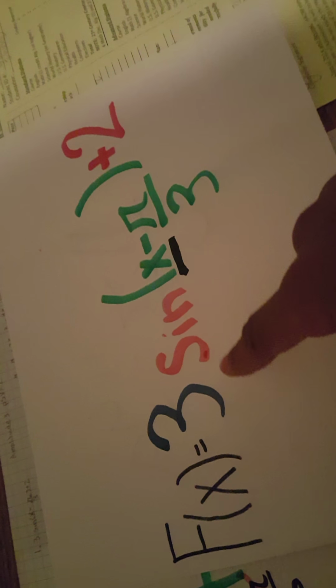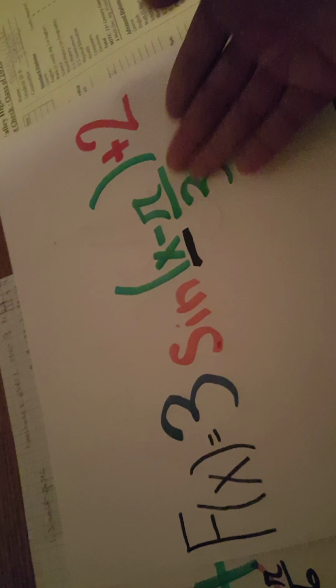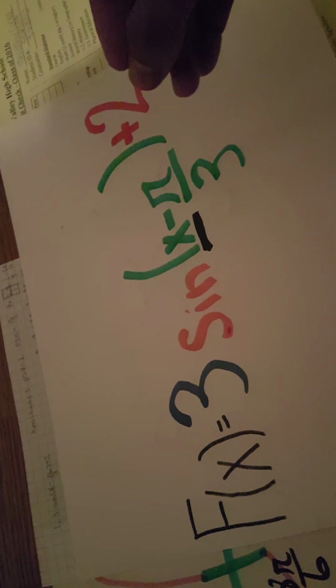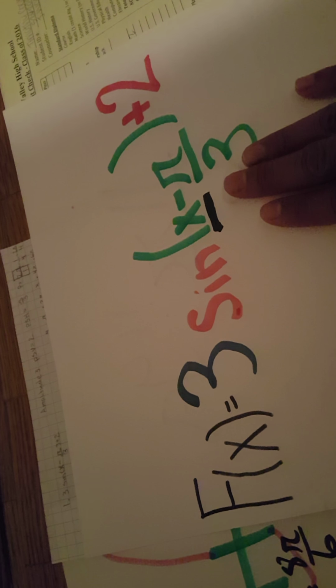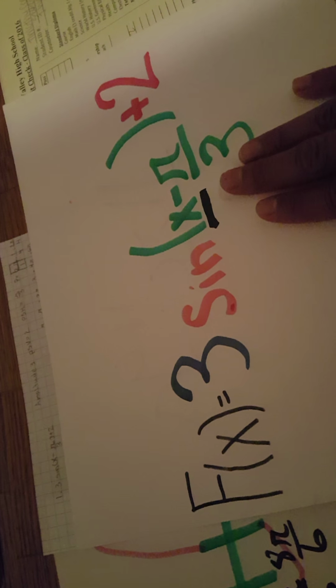We have a horizontal phase shift now to worry about. How do you get your horizontal phase shift? Well, let's look back. We know what 3 is. It's our amplitude. Sine is 2 pi. Plus 2 is our vertical phase shift. So now we're looking more at our parentheses. Our parentheses is going to tell us what our horizontal phase shift is.